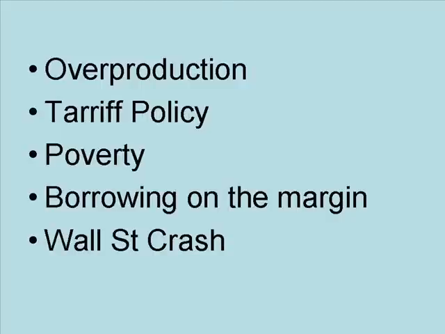Overall, and in summary, it is clear that the overproduction of goods did play an important role in explaining why there was a depression. However, other factors such as the tariff policy, millions of people already living in poverty, and millions who had borrowed thousands of dollars meant that when the value of shares crashed on the Wall Street Stock Exchange, depression set in that would last until the onset of World War II.